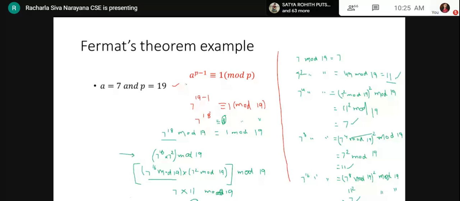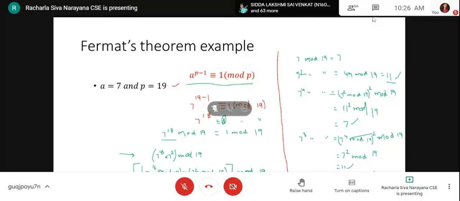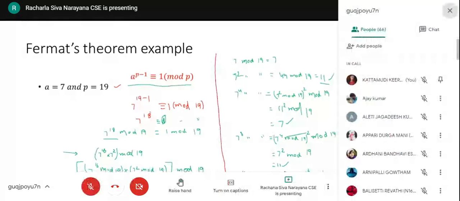So that's why we can take any positive integer a and a prime number p, and say that a power p minus 1 is congruent to 1 mod p. Only when a is not divisible by p can we say that. Do you understand?